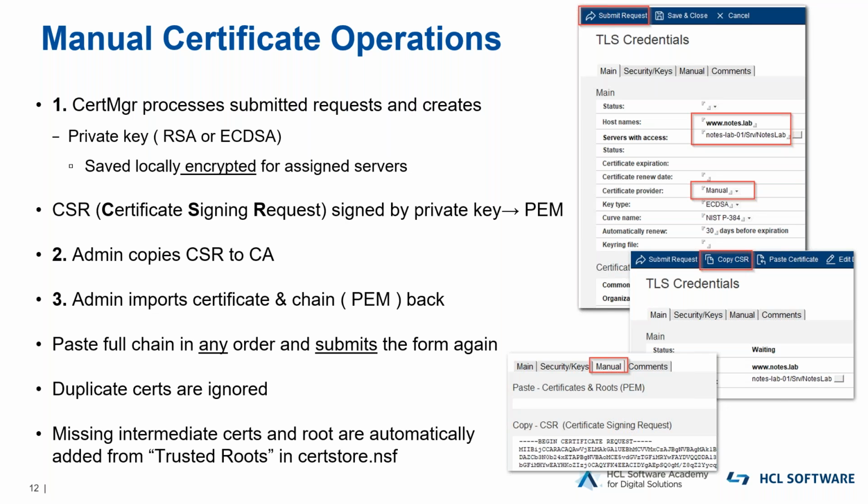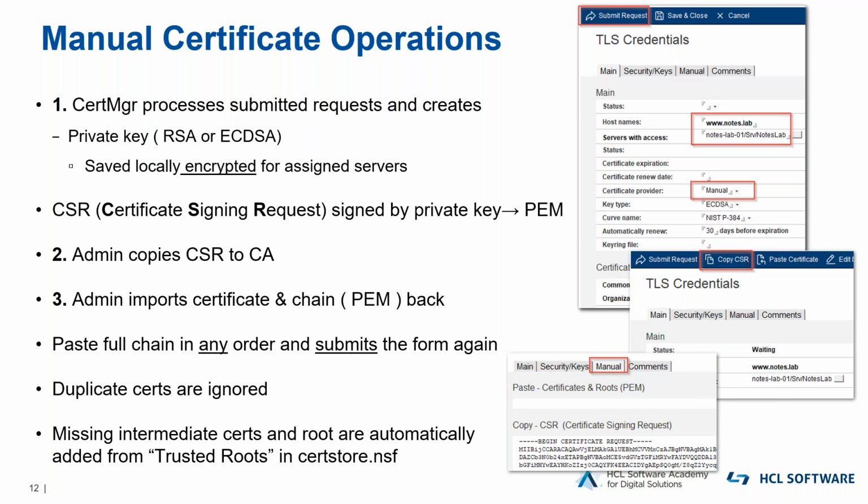So manual certificate operations, that will be my first demo. And this is something that you all are using every time today when you need a certificate. So the flow is as follows. You create a new TLS credentials document. You put in the host name. You put in the server name that should have access. You change the certificate provider to manual because it's a manual flow. And then pretty much that is all you need to do. Everything else is optional. The key type and curve name will be based on the global configuration that you can change.